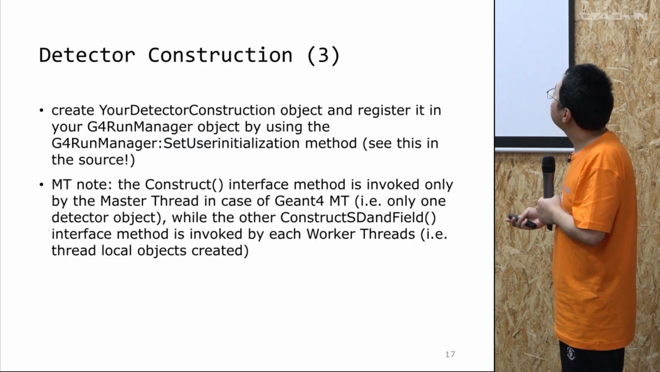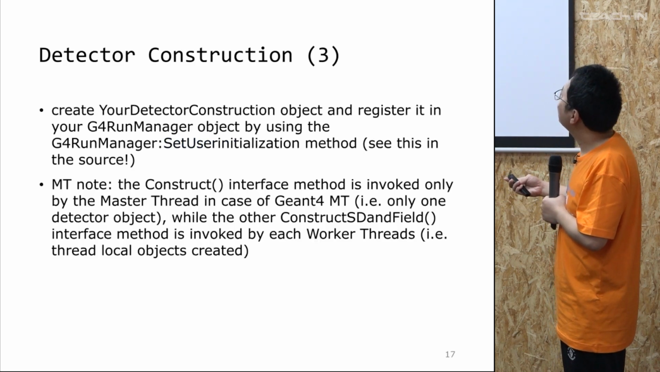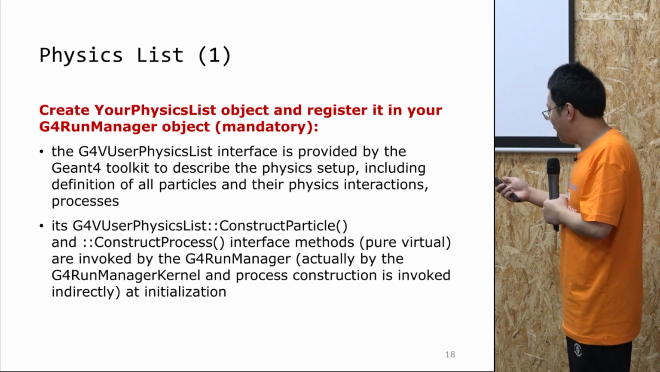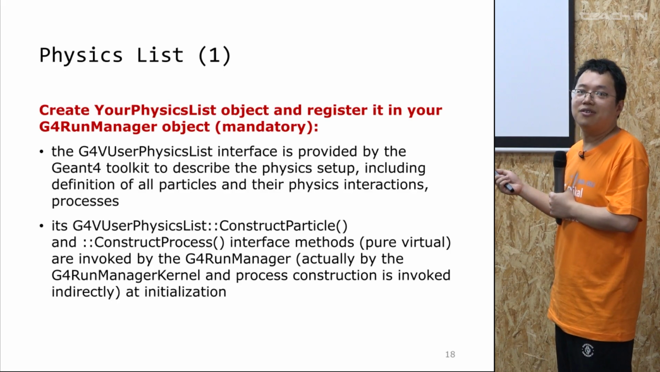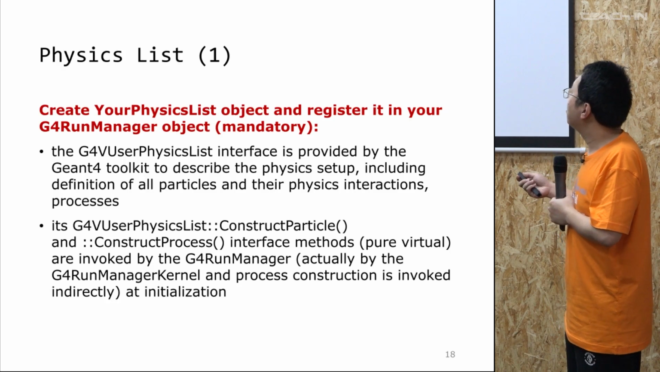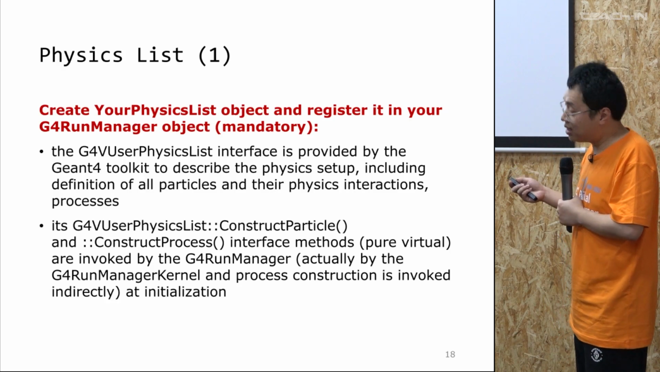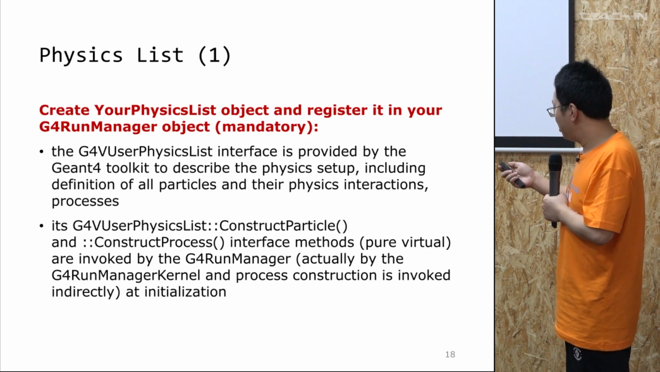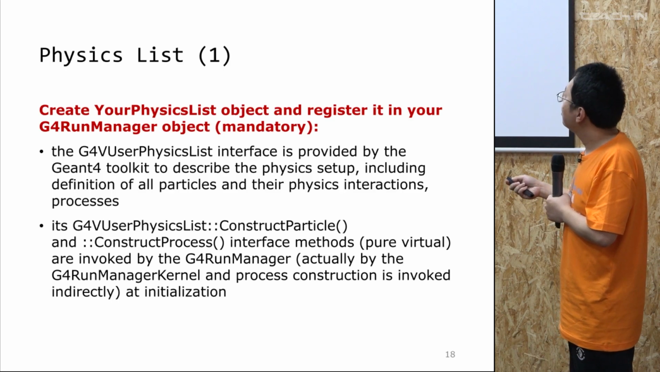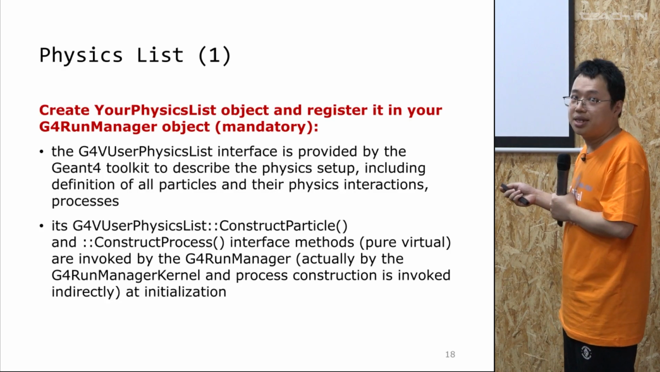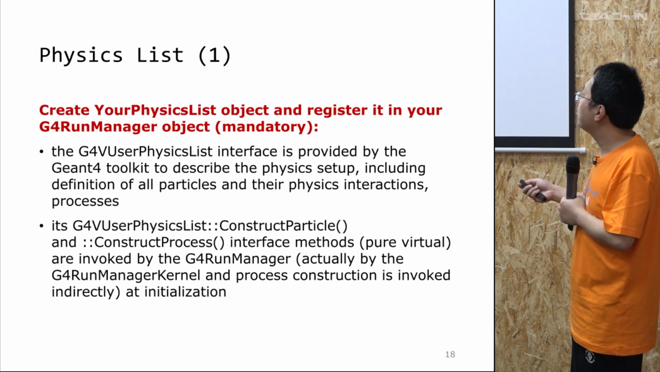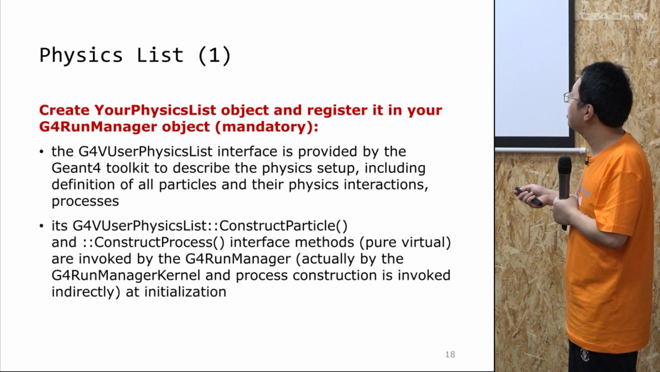Okay, so maybe we can skip some technical things here. The second part is about the physics. You have to create the physics list. There is a base class called the user physics list, and you have to put all the necessary information here.